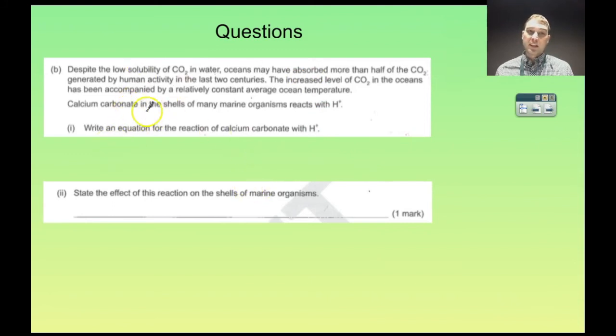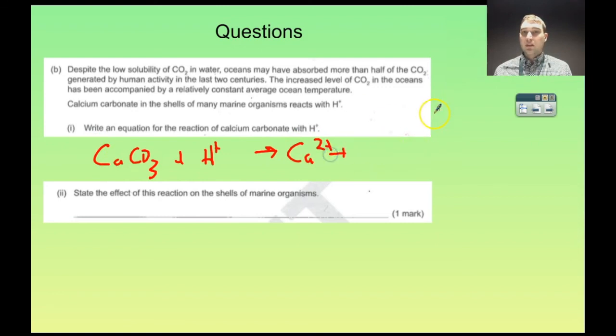Okay, anyway, calcium carbonate in the shells of many marine organisms reacts with hydrogen ions. Write an equation for the reaction of calcium carbonate with hydrogen ions. Okay, so this is slightly different to what we had before, but we'll have our calcium carbonate. We're reacting it with hydrogen ions. And we need to think of what we're going to be producing. So we don't have our negative part of the acid, so we're just going to be looking at the positive part of the base. So in this case it's calcium ions we're producing, and metal carbonate plus acid goes to salt plus carbon dioxide plus water.